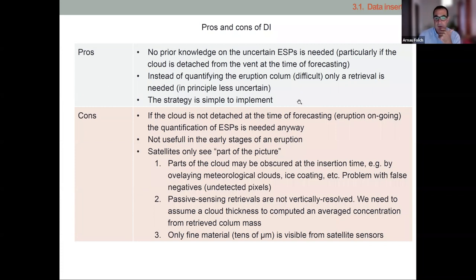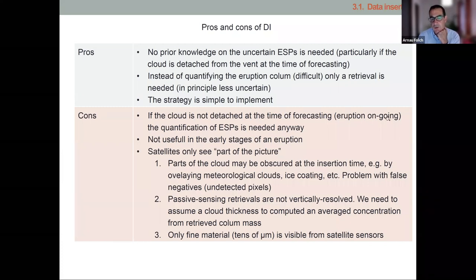Another advantage is that this strategy is in principle quite easy to implement. However, we have several cons here. The first one is what I already mentioned: if the eruption has not finished, if the eruption is going on with the insertion, we still cannot eliminate 100% the dependency on the eruption source parameters.